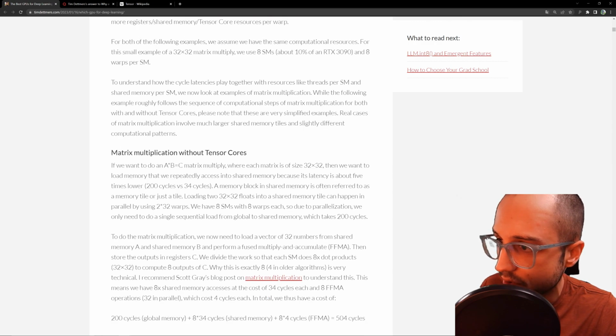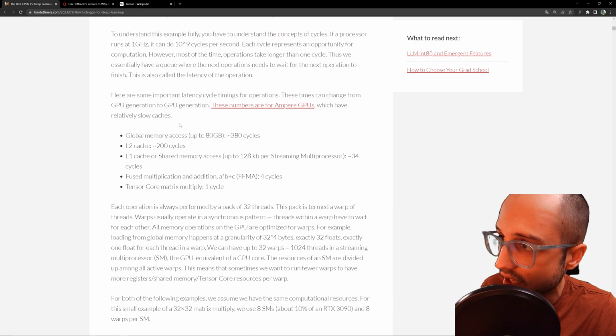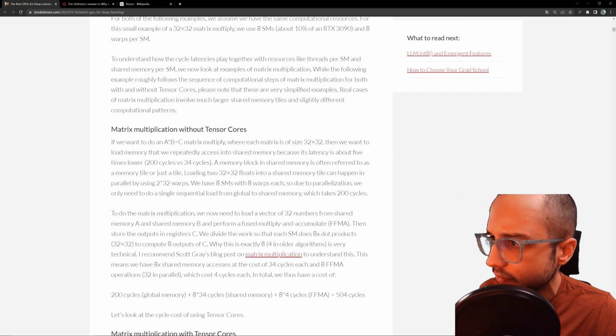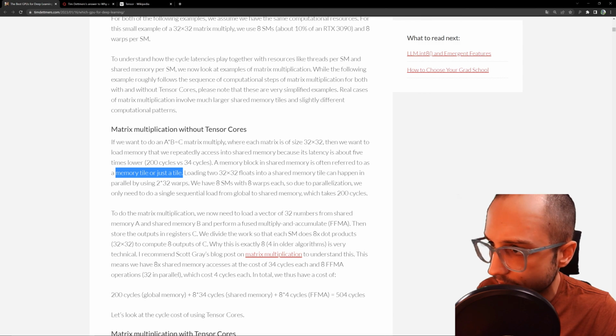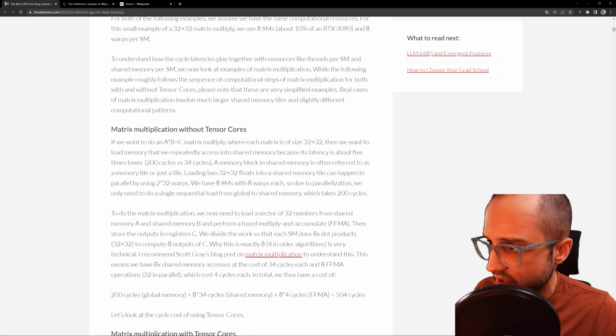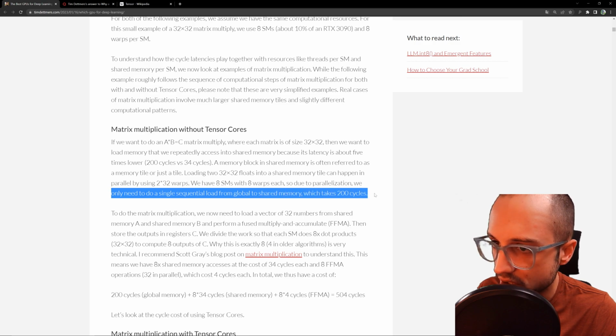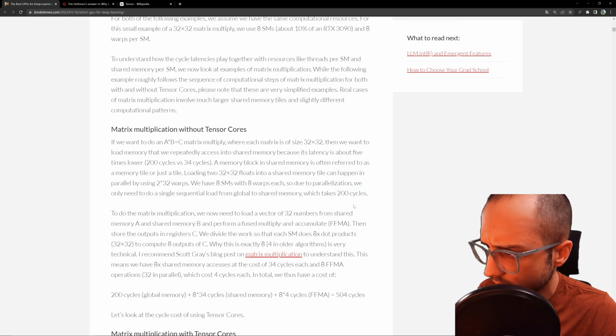So here they're talking about the latency: 200 cycles versus 34 cycles. They're basically saying we want to take the stuff that's in the L2 and put it in the L1. A memory block in shared memory is often referred to as a memory tile, or just a tile. Loading 2 shared memory tiles can happen in parallel by using 2 times 32 warps. So due to parallelization, we only need to do a single sequential load from global to shared memory, which takes 200 cycles.